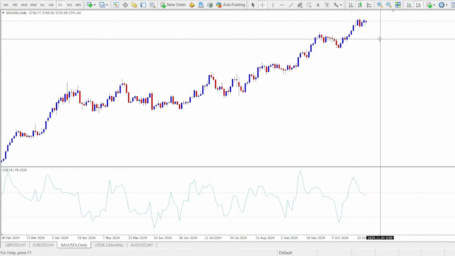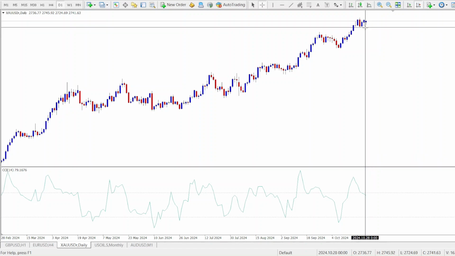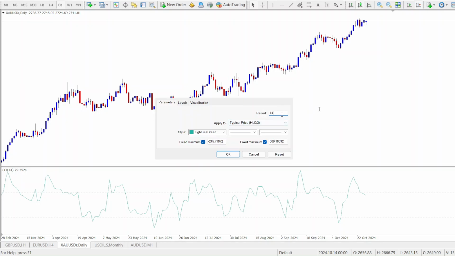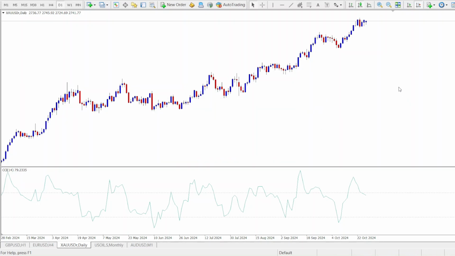So the CCI is going to look at the last 14 periods because we are using the settings with the period 14. Okay, now depending on your trading style, you are going to determine what time frame you want to trade on.